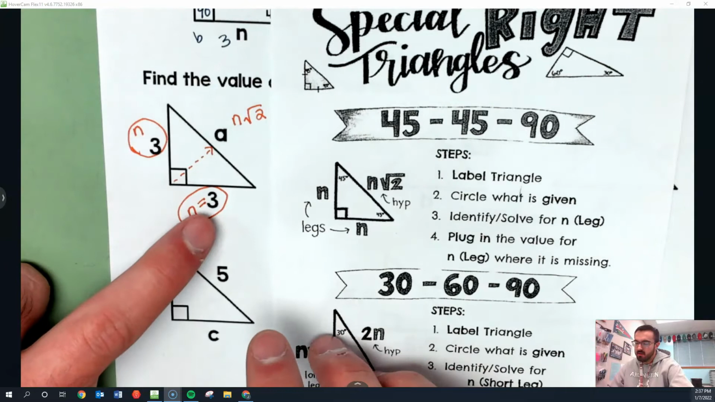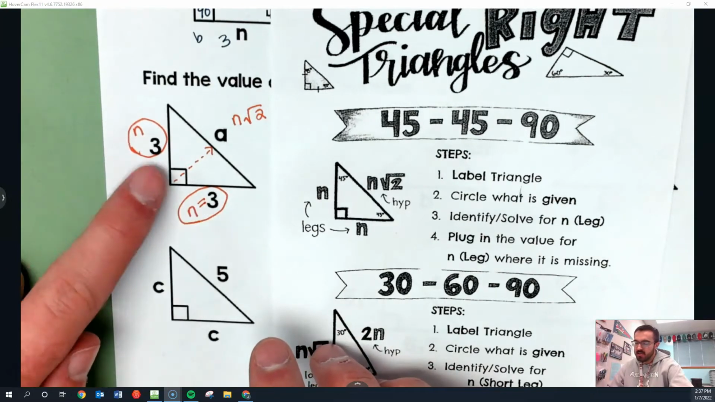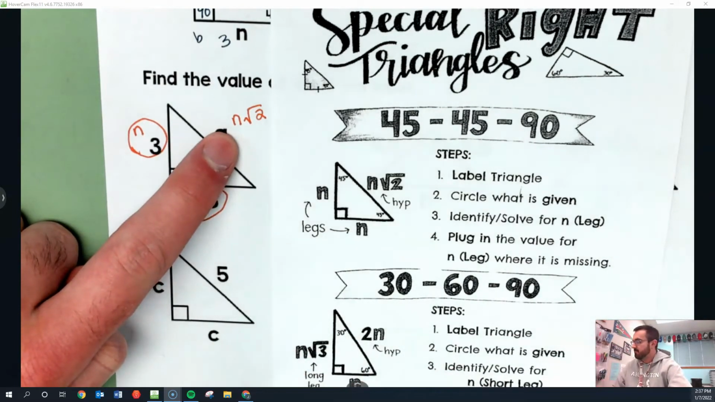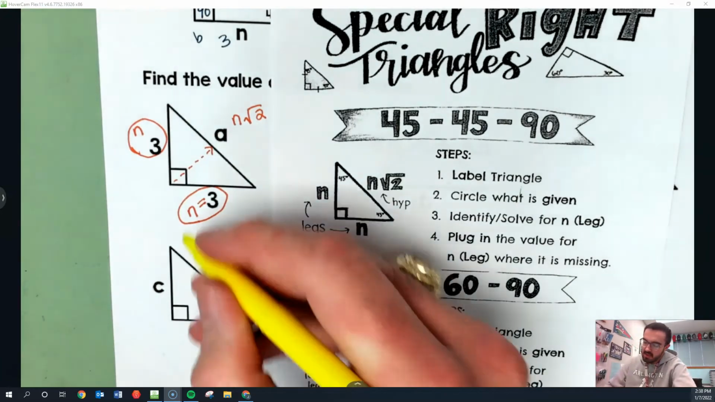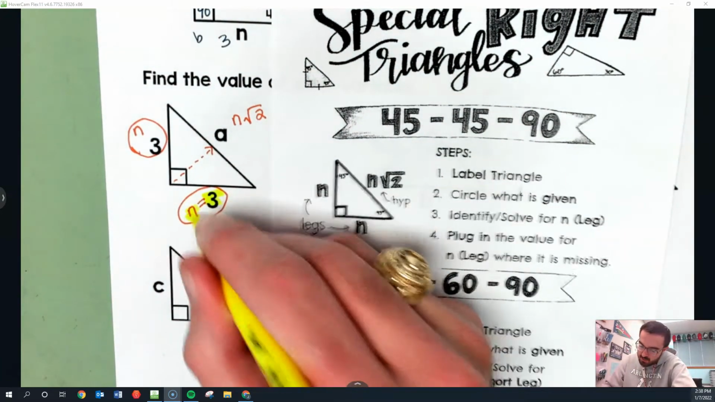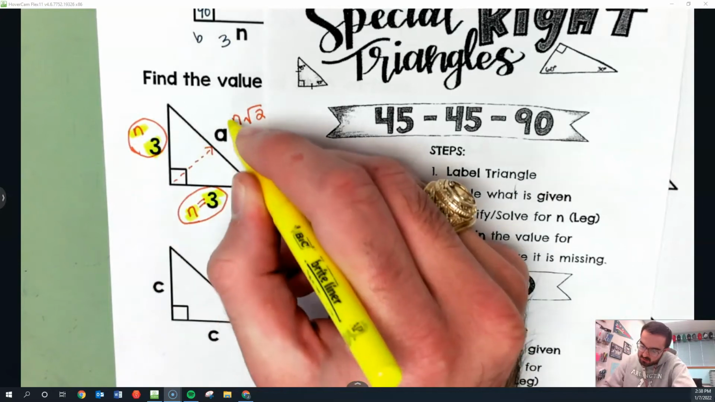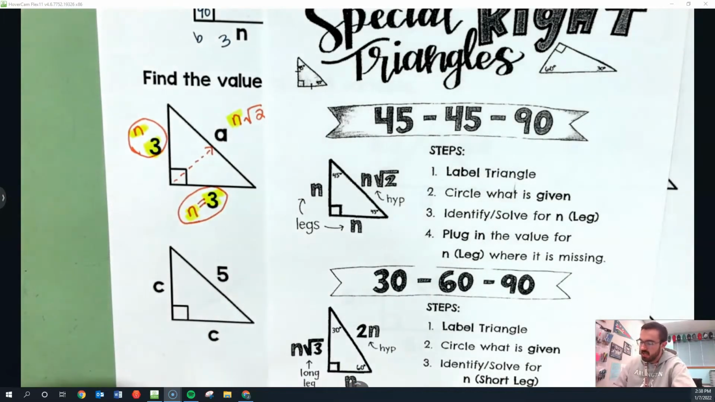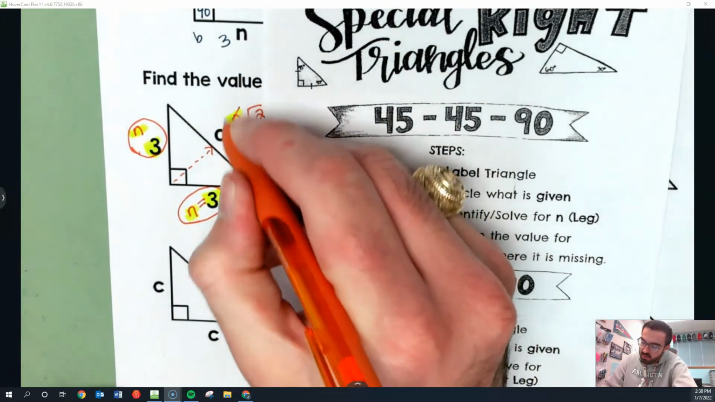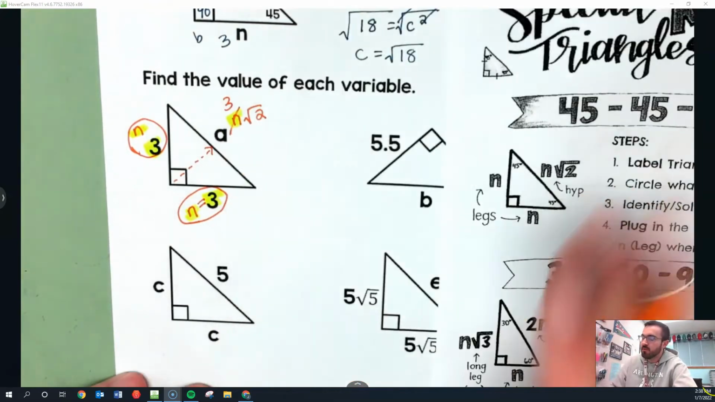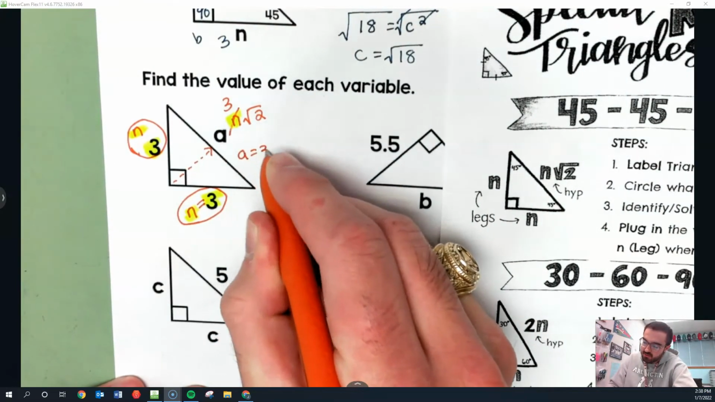So n is 3, but look, wherever I see the letter n, I can now replace it with 3. So n, I'm going to replace that with 3. So a is going to equal 3 square root of 2.